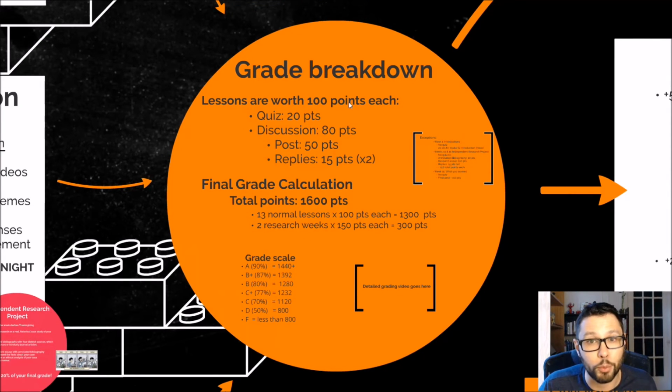Each lesson is worth 100 points. Your quiz is worth 20 points, and the full discussion is worth 80 points. That's 50 points for your post, and 15 points each for your replies, and you have to submit 2. So 15 and 30 is 80, plus 20 is 100. You have 13 of these normal lessons at 100 points each. So it's 1,300 points for these normal lessons, and then 2 research weeks at 150 points each. So it's 300 points for the research, 1,300 points for the normal lessons.